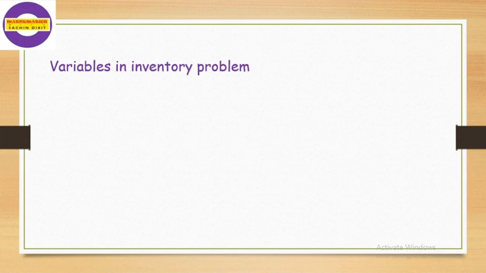Variables in inventory problem. Variables used in the inventory problem are of two types. First, controlled variables. Controlled variables are those which we have to control.